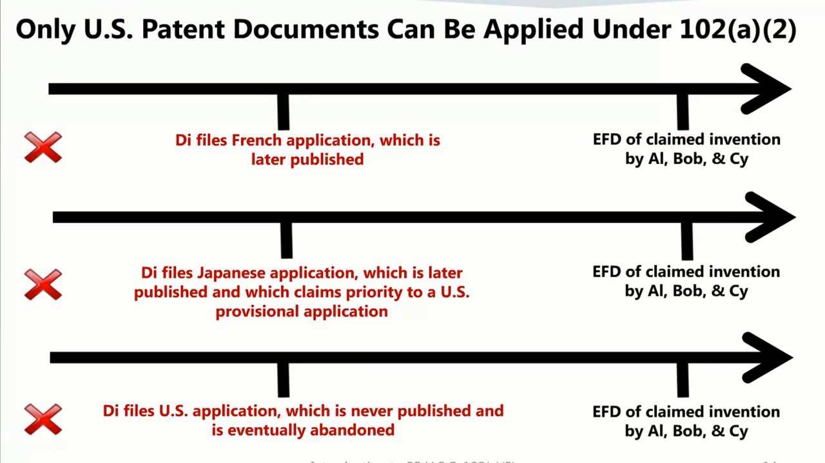This graphic shows examples of documents that are not 102(a)(2) prior art. In these examples, we are considering the applicability of the references in red as prior art under 102(a)(2). In the first two examples, foreign applications are being considered, but they are not U.S. patent documents, so they can never be 102(a)(2) prior art. In the second example, even though there is a U.S. provisional application in the chain, it is still a Japanese application you are considering, which can never be 102(a)(2) prior art. In the third example, the application was never published, so it can never be 102(a)(2) prior art.